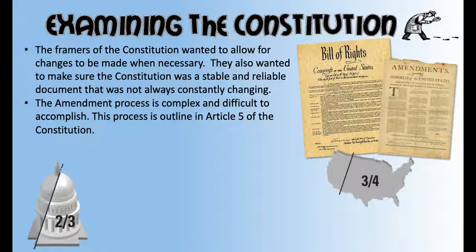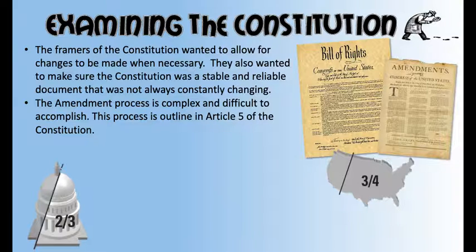So, the writers or the framers of the Constitution wanted to allow for changes to be made when necessary, but they also wanted to make sure that the Constitution was a very stable, reliable document that was not constantly changing. Therefore, the amendment process is pretty complex and it can be difficult to make those changes. But the purpose of that is to make sure that when the changes are made, they're truly made for the betterment of all people in our country.